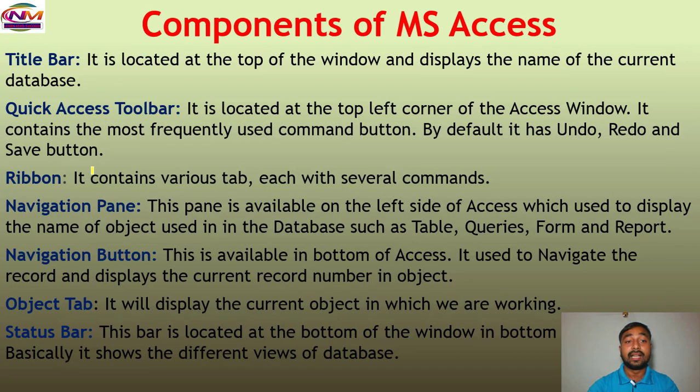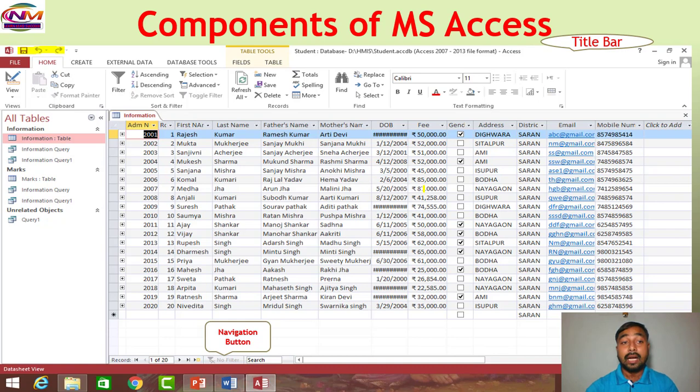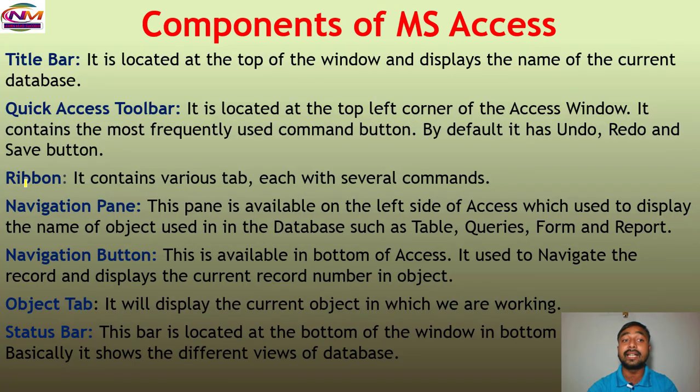Now the ribbon. It contains various tabs, each with several commands. The ribbon has, see, home, create, external data, database tools, fields and table. This is called the menu bar, and from here to here is the ribbon. If we click on the home button, we will get some different commands. If we click on create, we will also get some different commands. Each and every menu has different commands. All are named as ribbon.